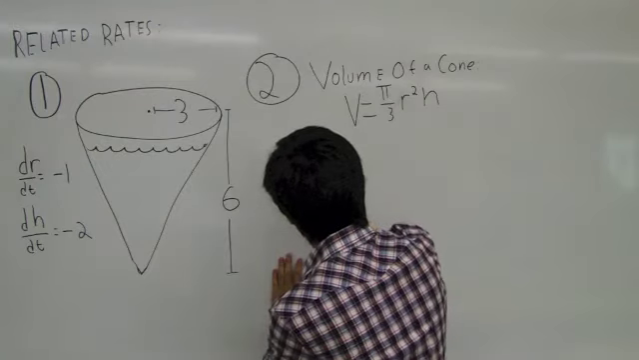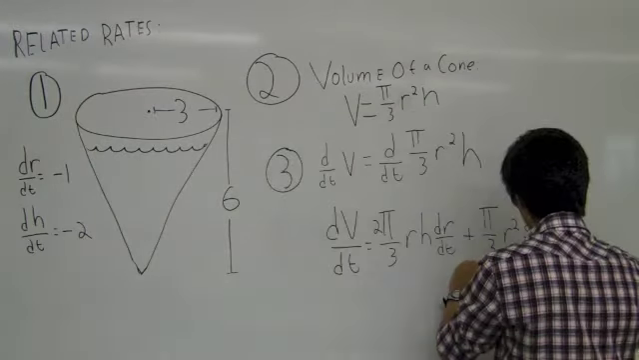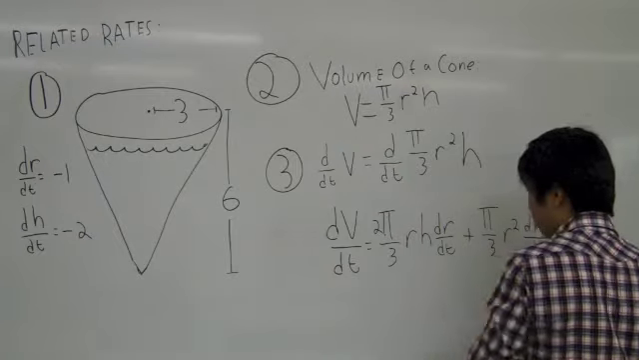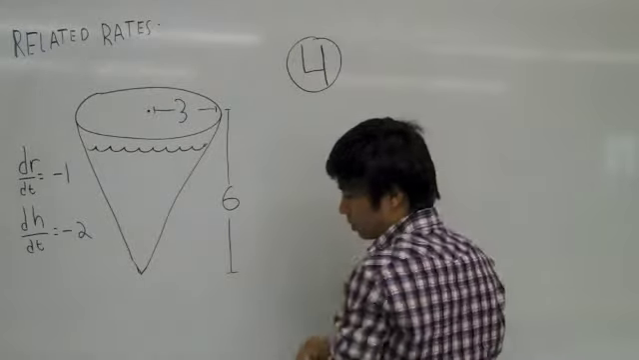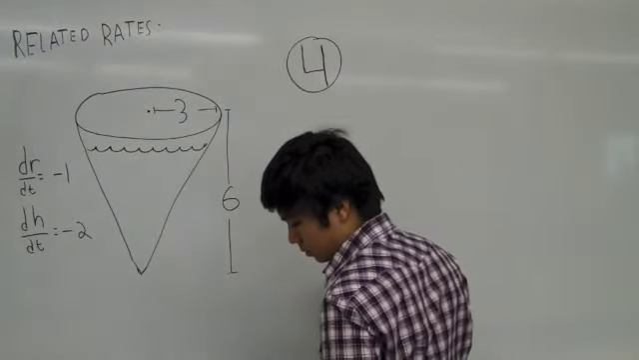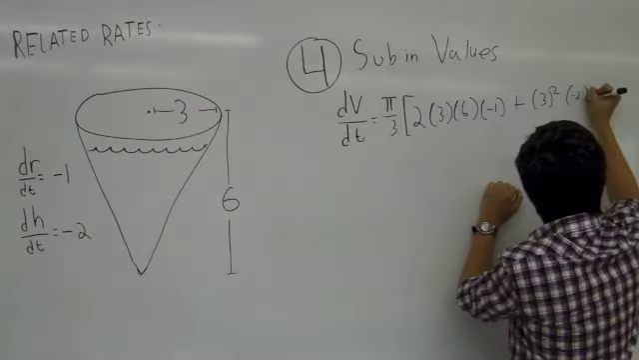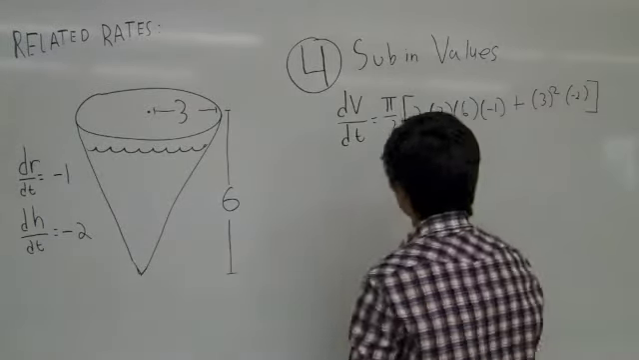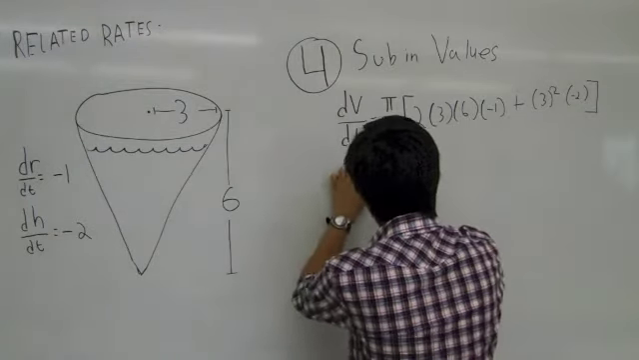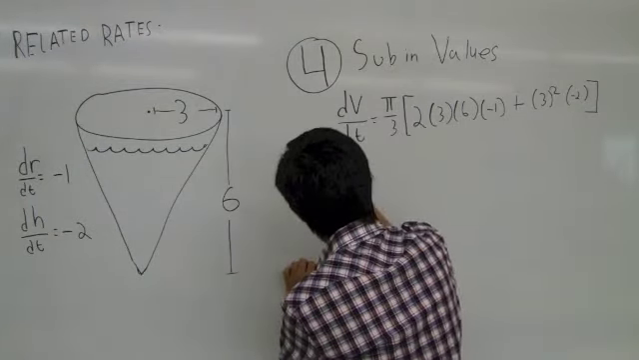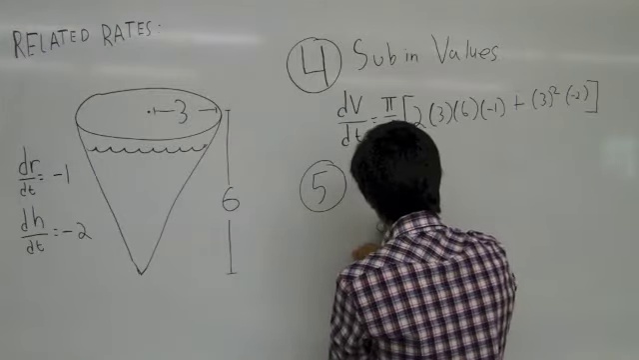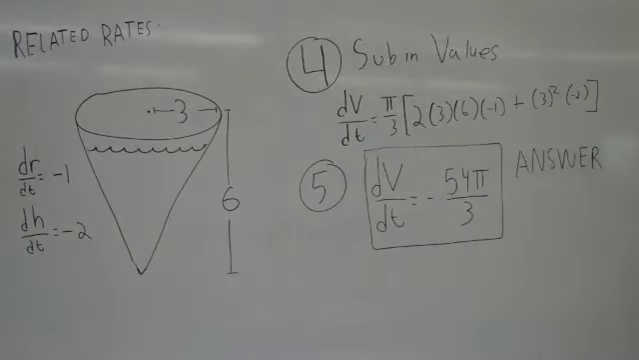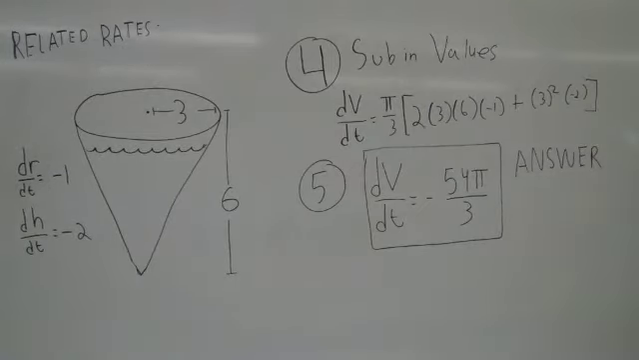Now step 3, differentiate it. Now for step 4, plug in the variables. And finally step 5, solve. Okay, there's another example of the 5-step plan, this time using cones.